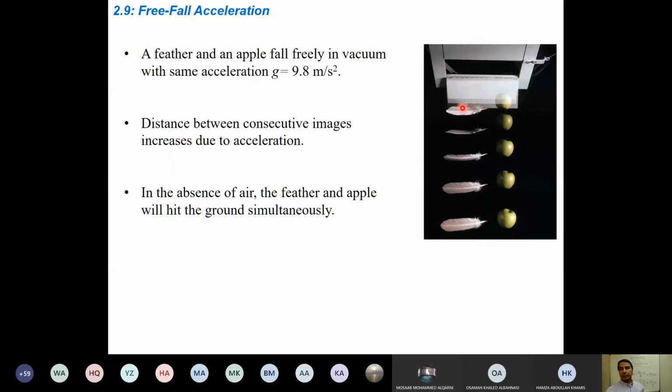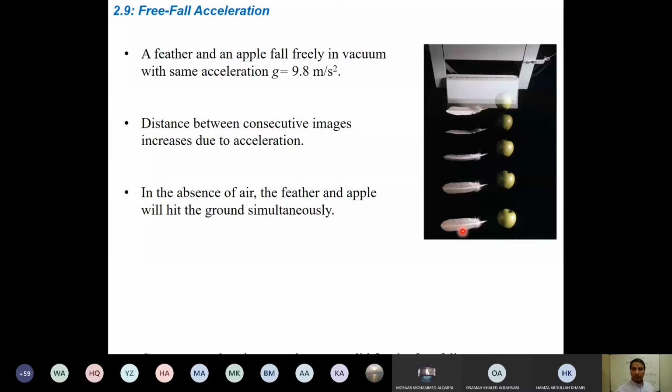Another observation is that these images are taken after the same interval of time, and you see that the distance between this feather image and this feather image is very close, and as time passes, the distance between them increases. Obviously, since objects are accelerating, with the same interval of time, later on it will cover more distance, right? For example, if you're going 100 kilometers per hour in your car, you will cover more distance in 1 hour as compared to going 5 kilometers per hour.